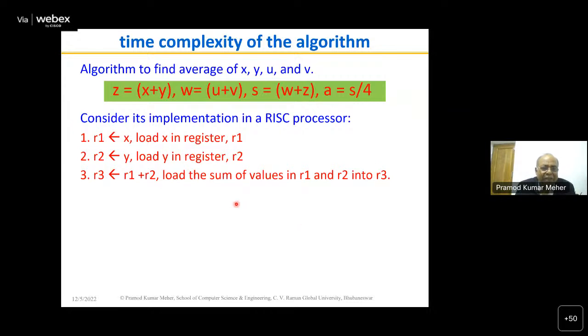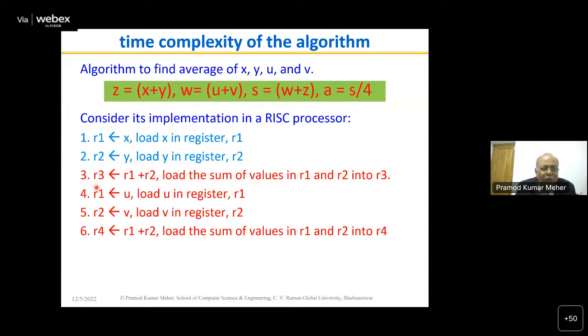For this, we will load X in register R1 first, load Y in register R2, then add the content of registers R1 and R2 and store in register R3. So by this we compute Z. Z is now available in register R3. Next, we load U. Registers R1 and R2, which were holding X and Y, are no longer needed, so we can load U in register R1, load V in register R2, and then add the content of R1 and R2 and store in register R4.